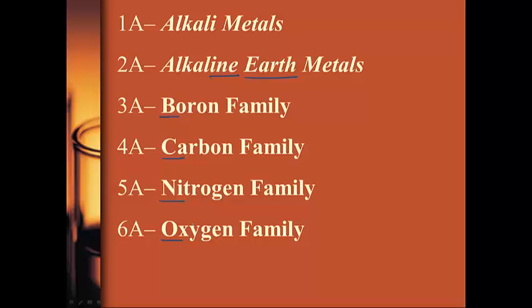Column 7A also has its own special name. It's not called the fluorine family, even though that's the first element. Column 7A is known as the halogens. Okay, so column 1A, 2A, and the last two columns, 7A and 8A, all four of these have their own special names, so make sure you remember what those names are.